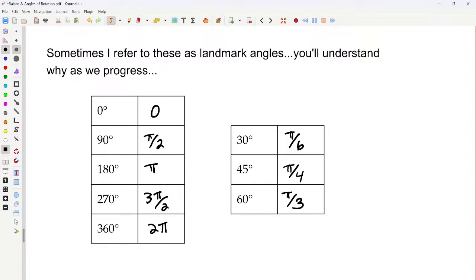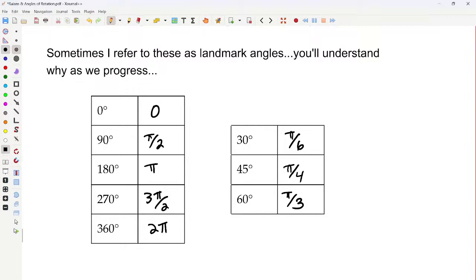But you want to say pi over 6, 30 degrees. Pi over 2, 90 degrees. 2 pi, 360 degrees. Why don't we landmark 15 degrees and 75 degrees? You can, but they're just not common angles. We'll find out why these are common right now. Why are these common angles?